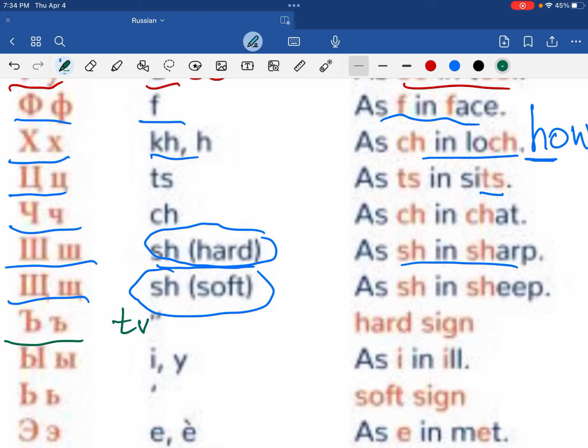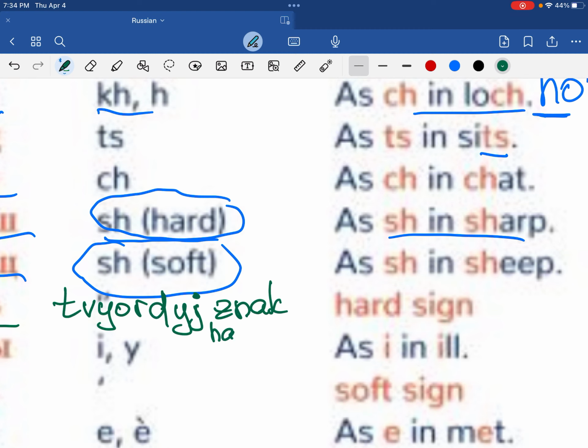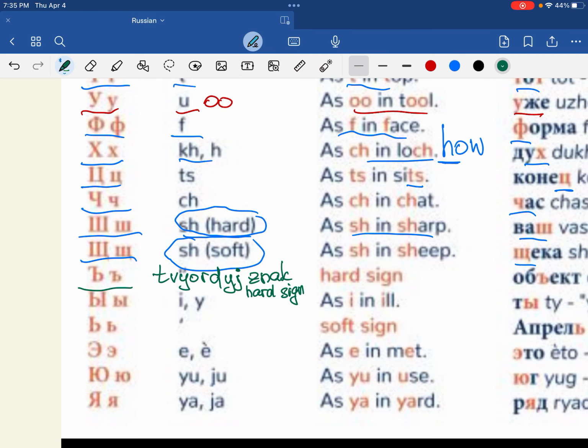Here I'm about to write the transcription. Wait a second. Твердый знак, which means a hard sign. It's used to make a consonant that goes before this letter really hard. It's a hard sign, as you see here.